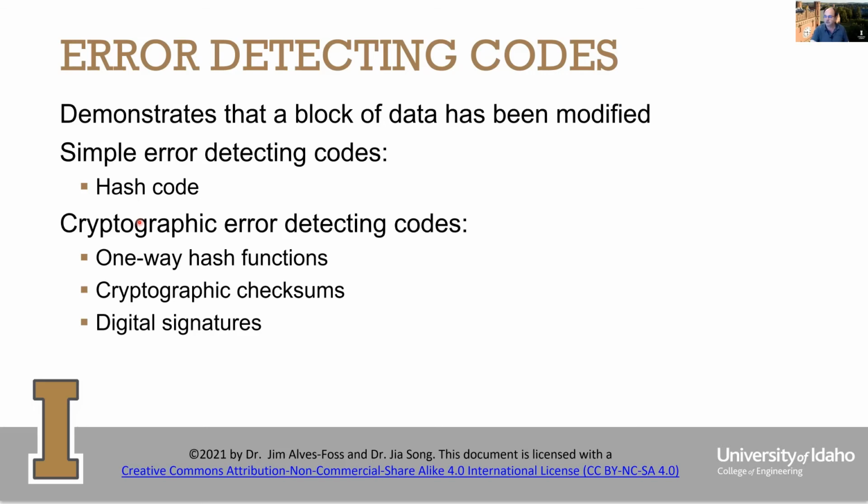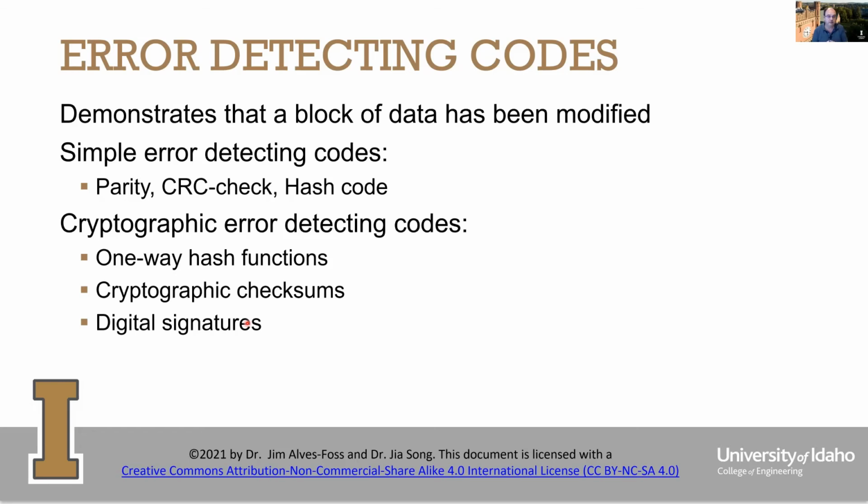Simple error detecting codes, we can use a hash code. We can actually do parity, CRC, a cyclic redundancy check, or we can go further to a hash code. I'll come back to that in a section. Cryptographic error detecting use what we call one-way hash functions, cryptographic checksums, digital signatures. So they use cryptography to help with this. Now, why would you need cryptography to help with this?